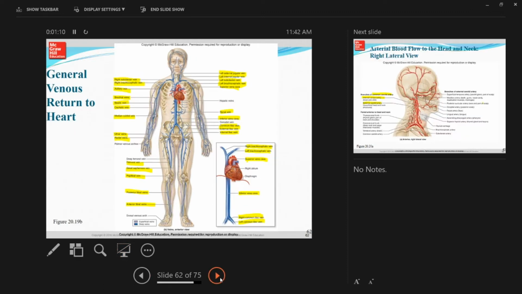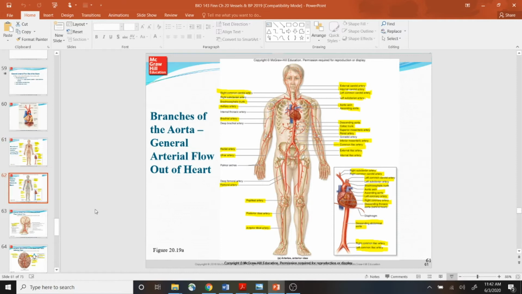For example, you can see this long vein right here. That's called the greater saphenous vein, and it goes all the way down here. The greater saphenous vein doesn't have a companion artery. There are some others you'll see: the median basilic vein and the cephalic vein do not have companion arteries. So you can kind of see that as we look through it.